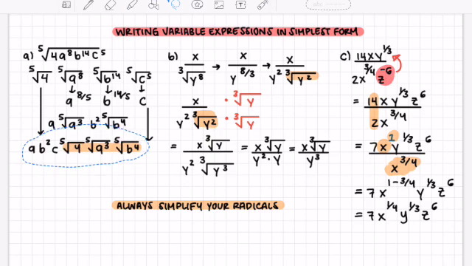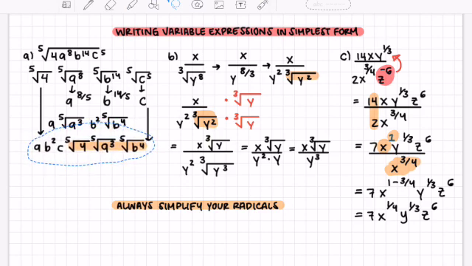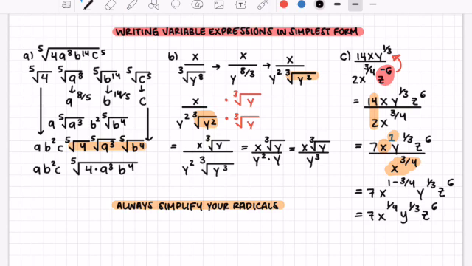So over here I will combine the fifth roots. And when I combine all the fifth roots, I get the fifth root of 4 times a to the power 3 times b to the power 4. Drop down the a times b squared times c. And that would be my final answer.